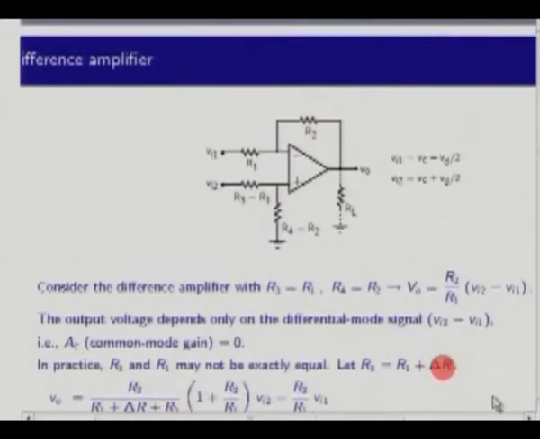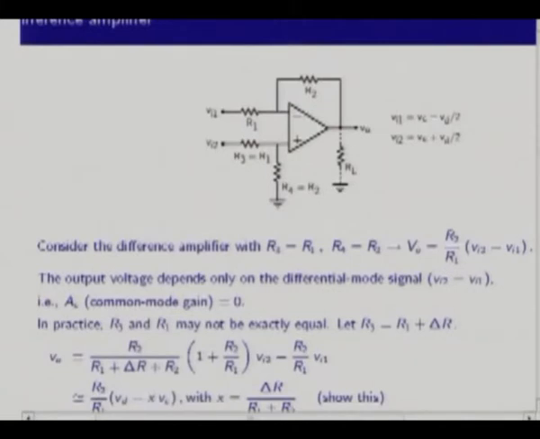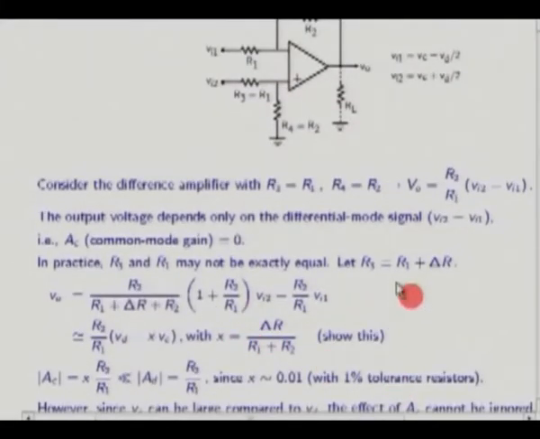So let's just take an example and say that R3 is not exactly equal to R1, but it is R1 plus some delta R. In that case, what you get is this expression. You can show this. And then you will get R2 by R1 times Vd minus x times Vc, where x is delta R by R1 plus R2. Show this. This is very important. Don't just take my word for it. Go through the algebra, do the simplification, and show that you actually get this result.